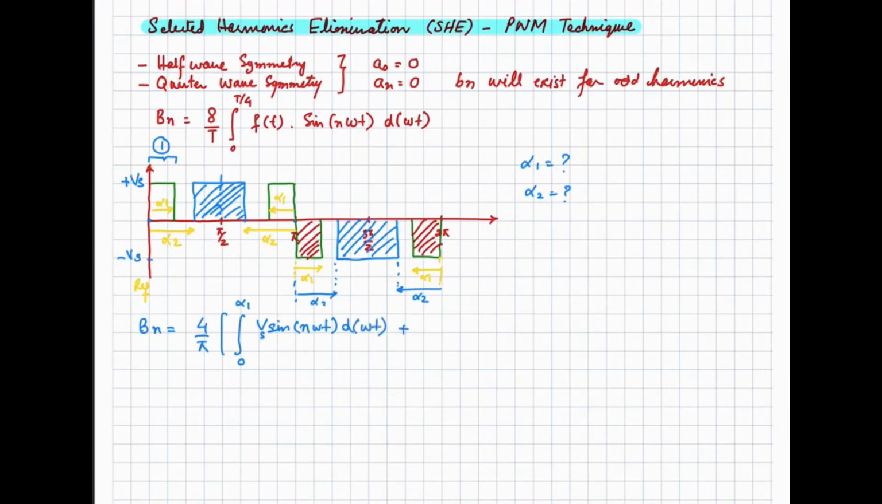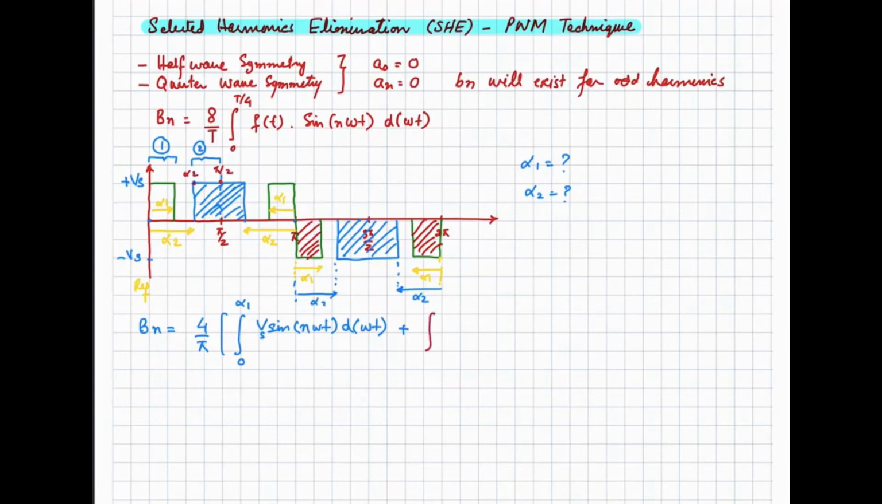And then taking the second part of our signal, I am going to consider the quarter cycle, because we are taking Bn is equal to 8 by T. So this is the second part of the quarter cycle. For that, the limit will be starting from this point till this point, and this is the angle alpha 2, and over here the angle is pi by 2.